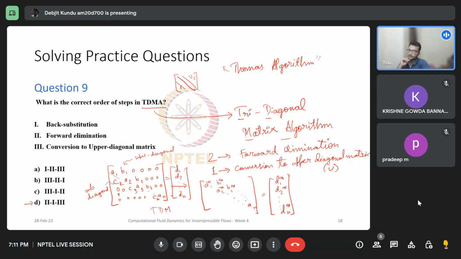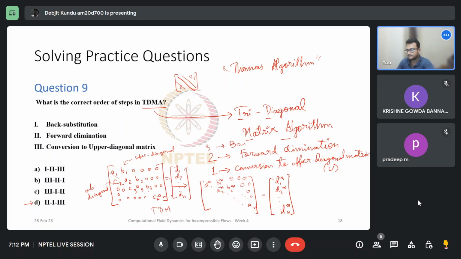What we do over here is, forward elimination is basically the same as this step where all these updated values are calculated, and the rest are zeros, remember. So this is one of the main reasons why TDMA works, because a lot of the other values are zero. And the last step is back substitution.